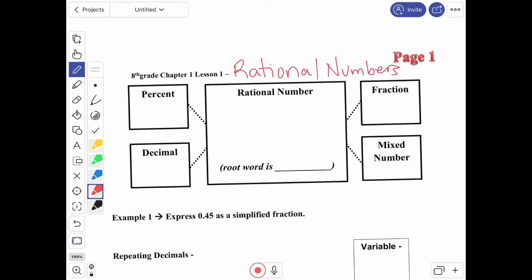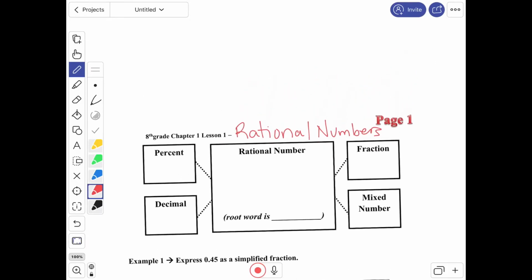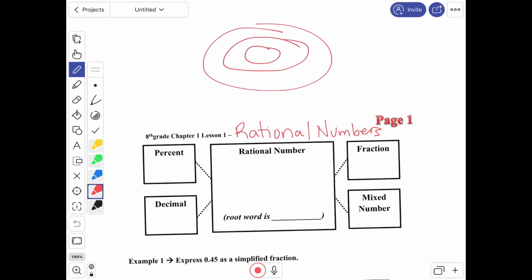We talked about some rational numbers before. And usually when we talked about them, it involved a Venn diagram that looks kind of like a donut. We put whole numbers, and then we put integers, and then we had rationals. So whole numbers are rationals, integers are rationals.